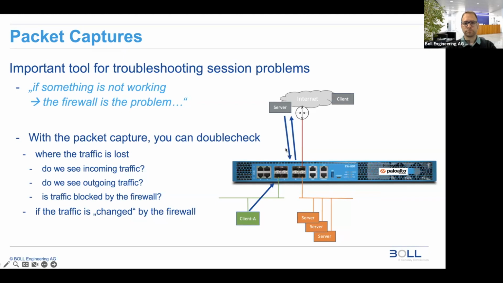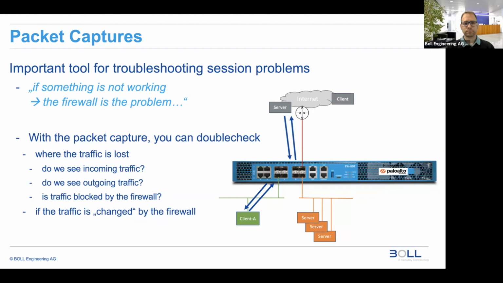Okay, then we have to make sure that the answer from the server is forwarded to the client. So this is how it should look. If it's not looking like this, who is dropping the traffic? You can understand this with a packet capture by capturing the traffic. If you see the traffic incoming, but not outgoing out of the firewall, we know, okay, the firewall is dropping the traffic. If we see the traffic incoming and outgoing, but no answer coming back from the server, we understand, okay, maybe the server is not reachable or down or something else, and so on.